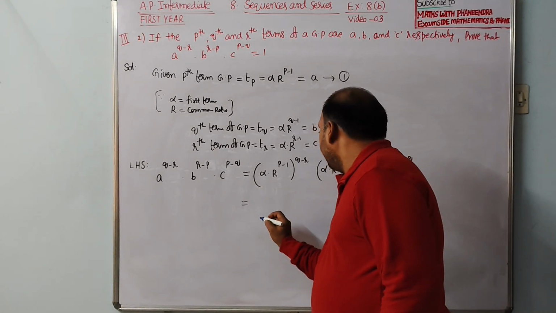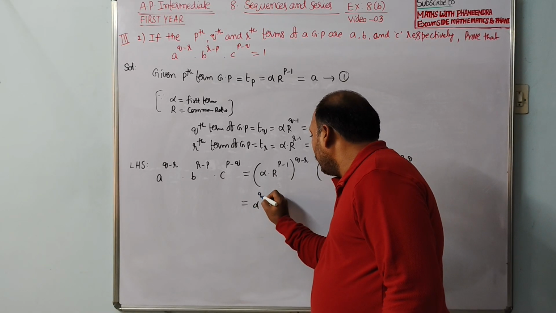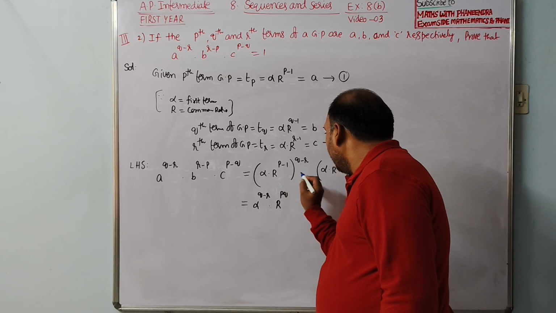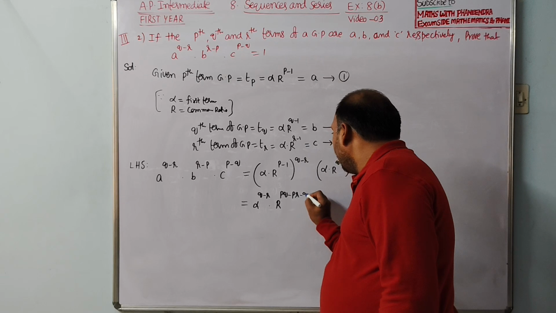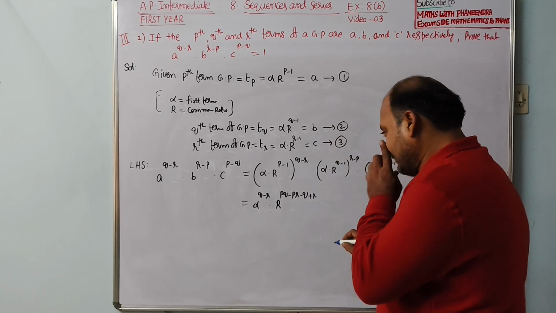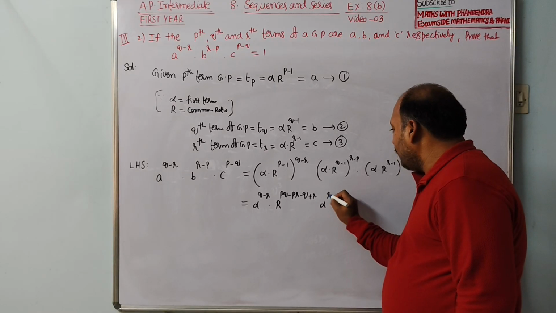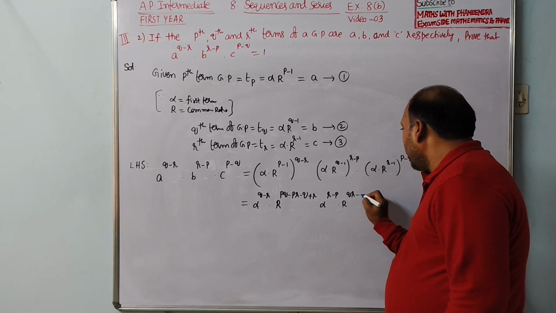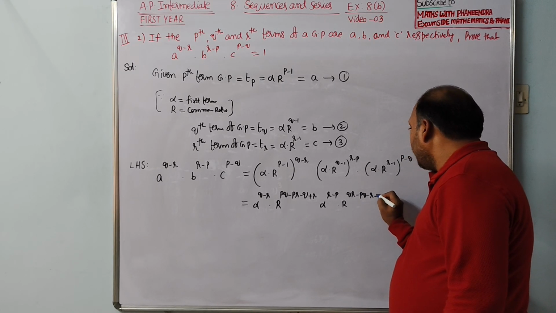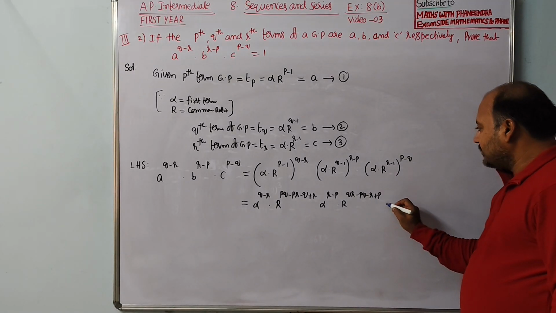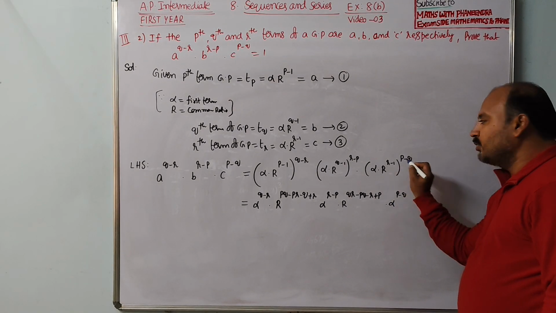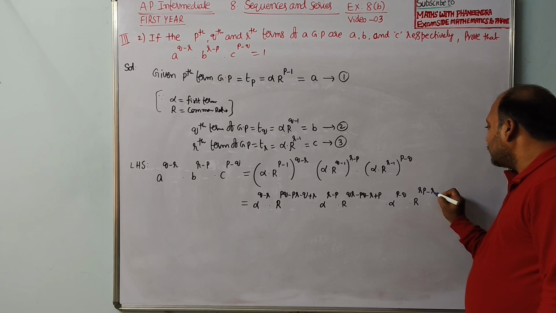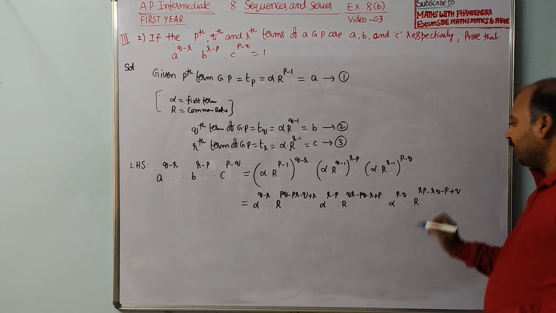So which is equal to alpha power Q minus R into capital R power PQ minus PR minus Q plus R. Next, alpha power R minus P, capital R power QR minus PQ minus R plus P. Next, alpha power P minus Q. Next, capital R power RP or PR minus RQ minus P plus Q.